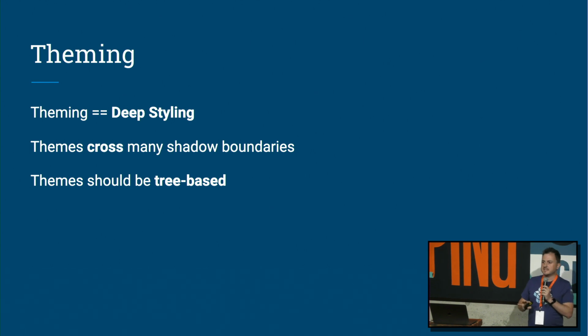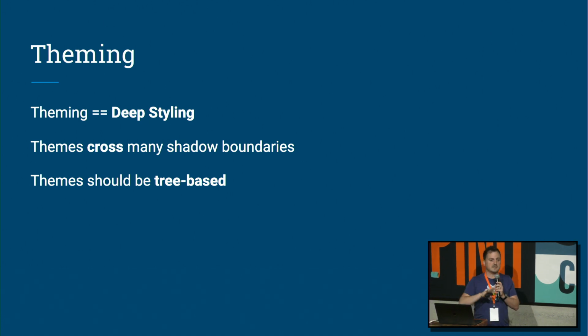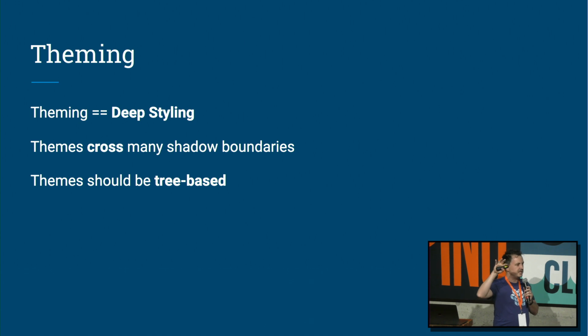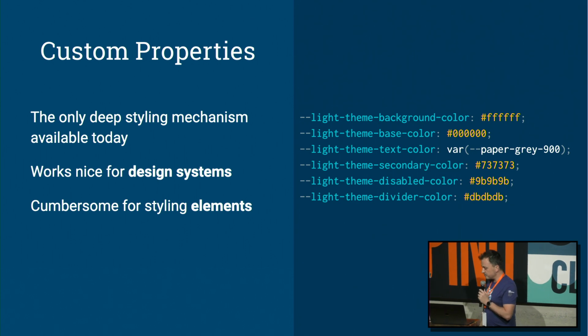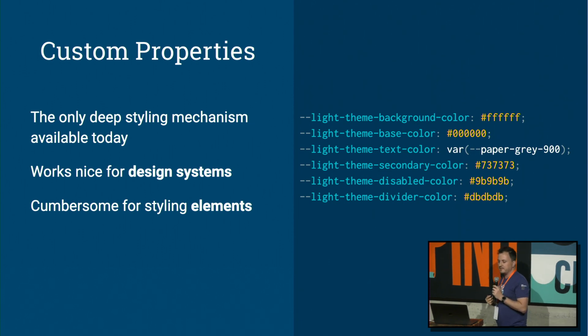You might have, say, a panel in your application that you want to be a certain color theme or maybe a different density than the rest of your application. So you want to be able to set your theme at a certain point in your DOM tree, have that cascade to just that DOM tree, and not pollute the rest of the page. So the first technique for theming is one we already talked about, custom properties. It's the only really deep styling mechanism that we have available today.